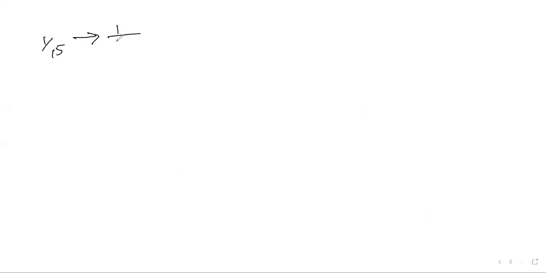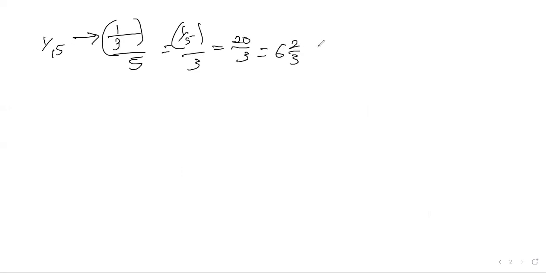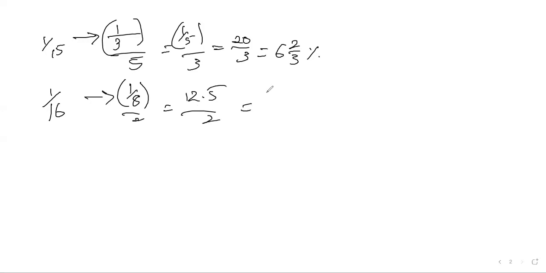Then similarly, what about 1 by 15? It is nothing but 1 by third of 5, or 1 by 5 divided by 3. 1 by 5 is nothing but your 20, and 20 by 3 means 16 2 by 3, so 6 2 by 3% or 6.66%. What about 1 by 16? It is 1 by 8 of half, right? So that is 12.5 by 2, which means 6 1 by 4% or 6.25%.